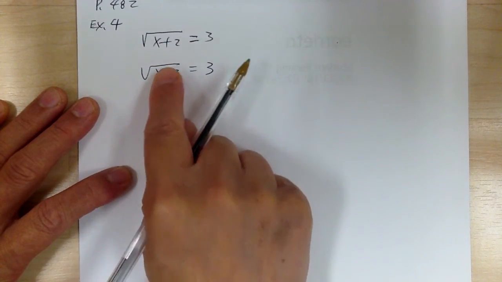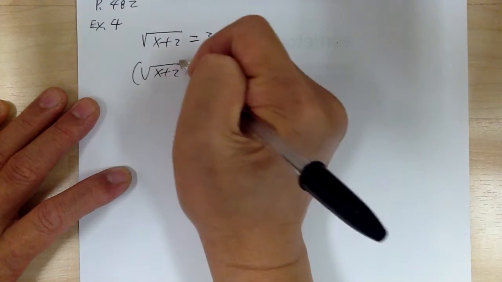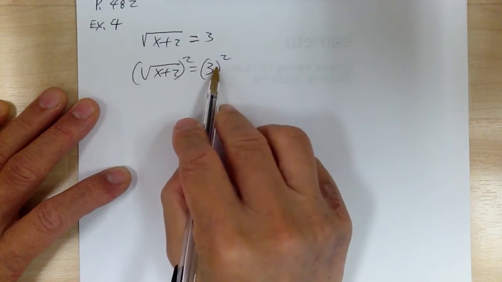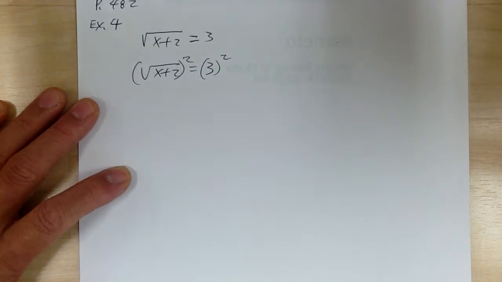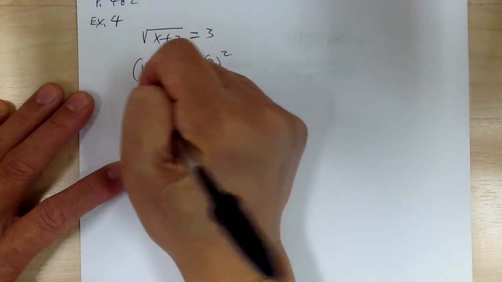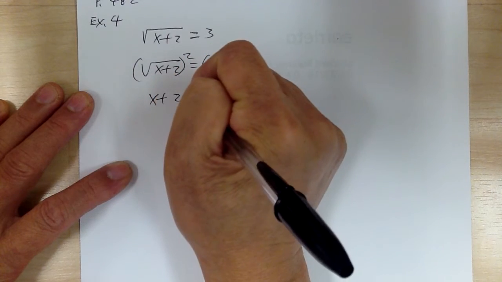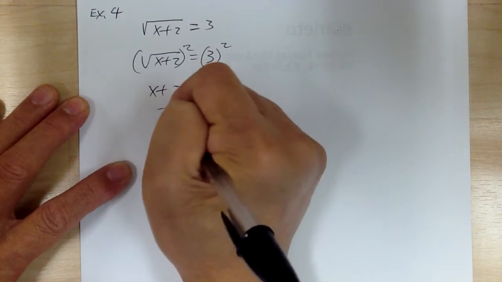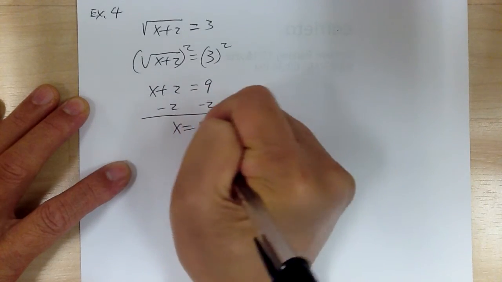Okay, so again, this is my variable. So to undo the square root, I need to square both sides, right? Again, I square this side, so I have to square this side too. You have to do the same on both sides. So this cancels out, so I get x plus 2 equal to 9. And then minus 2, so x equal to 7.